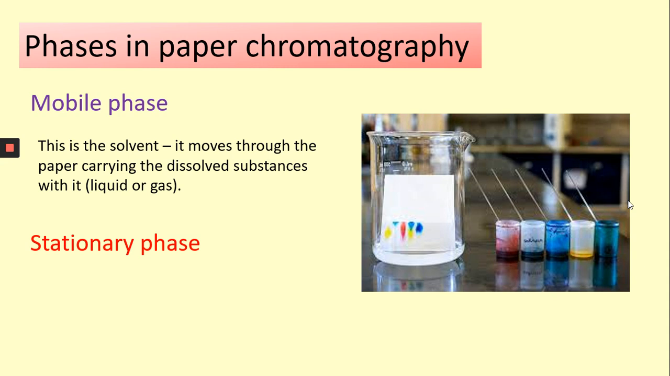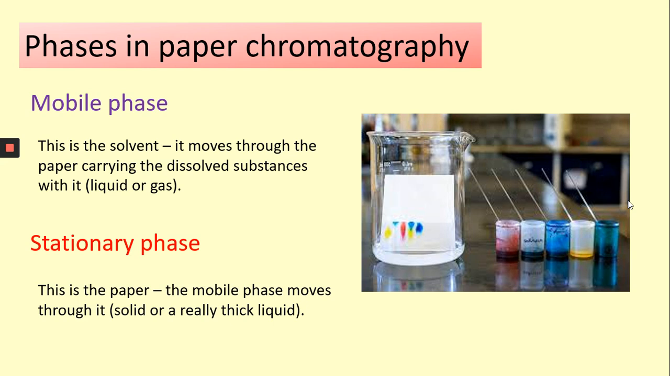Stationary phase in paper chromatography is the paper. And this is where the mobile phase moves through it. Stationary, it cannot move. The molecules cannot move. In other types of chromatography, you might actually have a really thick liquid as the stationary phase. Paper chromatography, it's the paper.